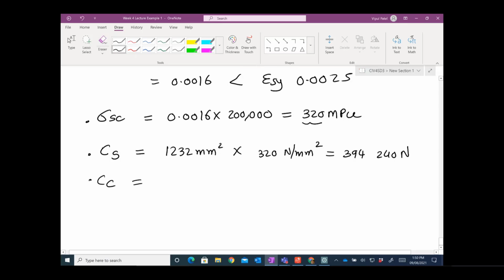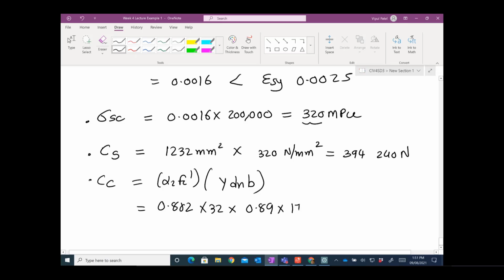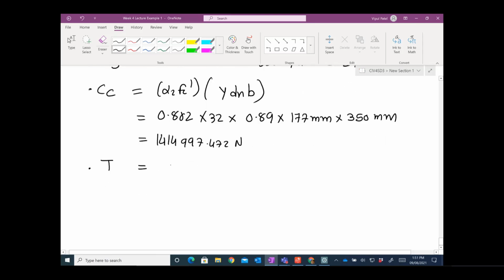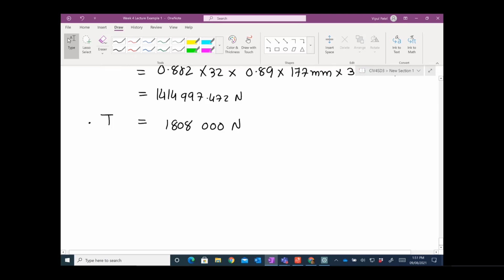Concrete compression force is again alpha 2 fc dash, and by the way, only this dn changes, all other parameters are the same. 0.802 times 32, gamma value is 0.89, dn is 177 millimeters, b is 350 millimeters, right? We have done these examples many times, similar to the one above. So 1,399,472 newtons, and then you have the tension force, which does not depend on your dn value. We have done this one many times. So let's check it out.